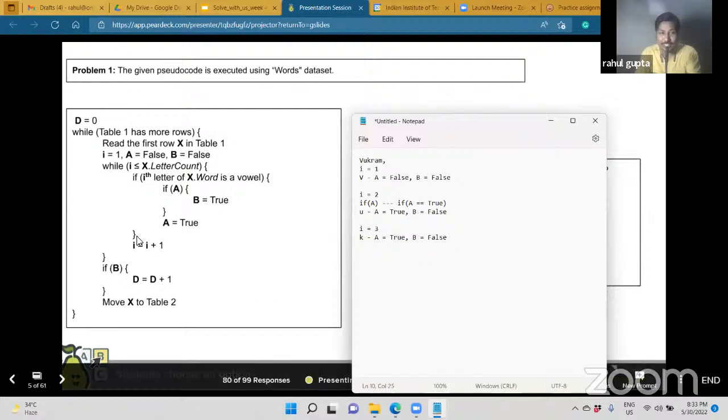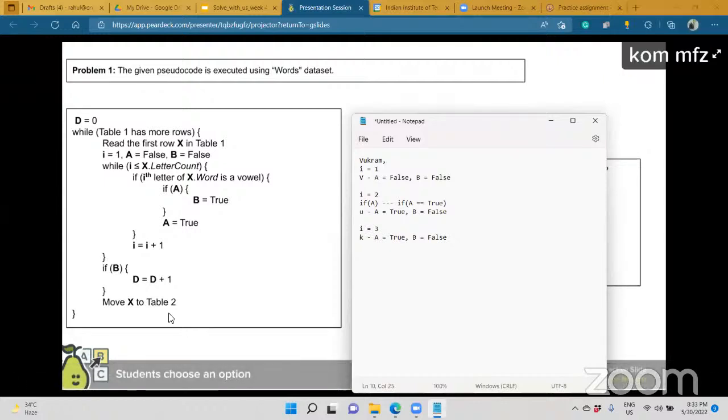One more thing. If after this whole if block, before i equals i plus 1, I give an else part with A equal to false, then for K, A becomes false. So it makes it compulsory to be consecutive. Then those will be consecutive vowels. And B will only be true when both A and B are true at the same time.